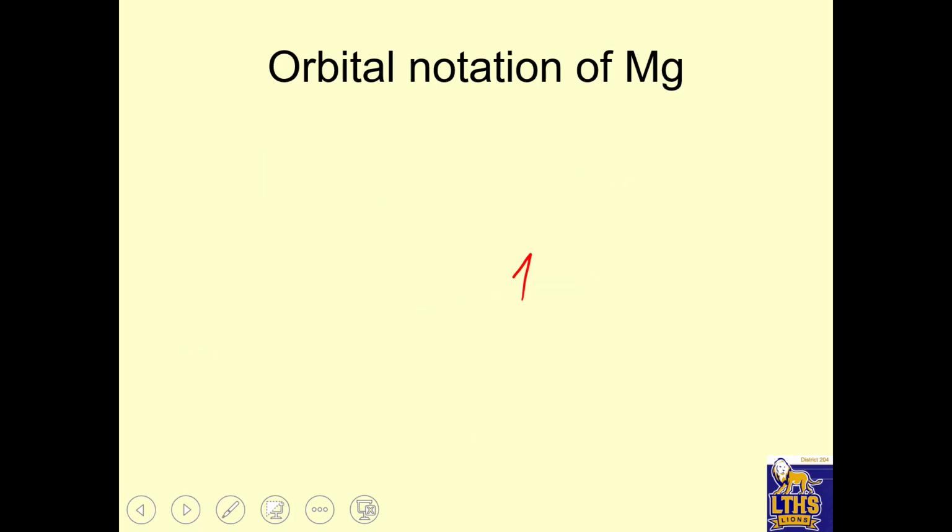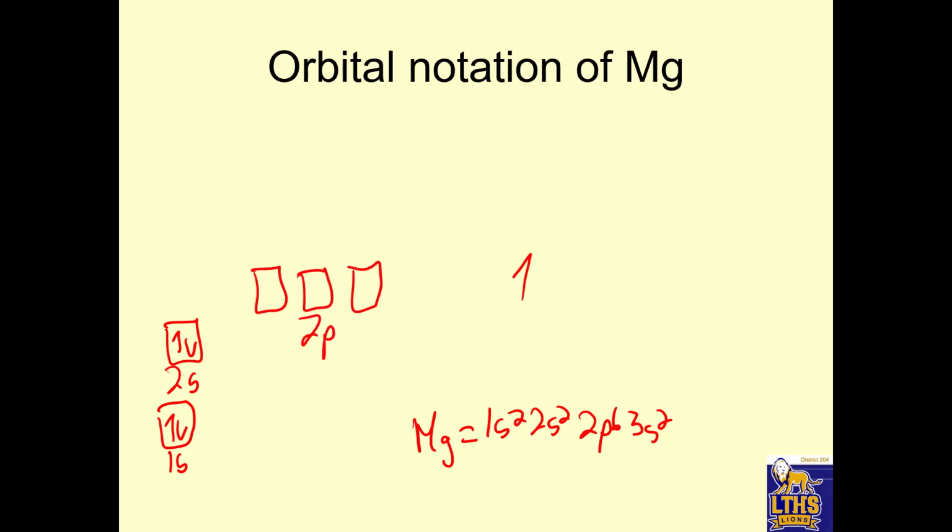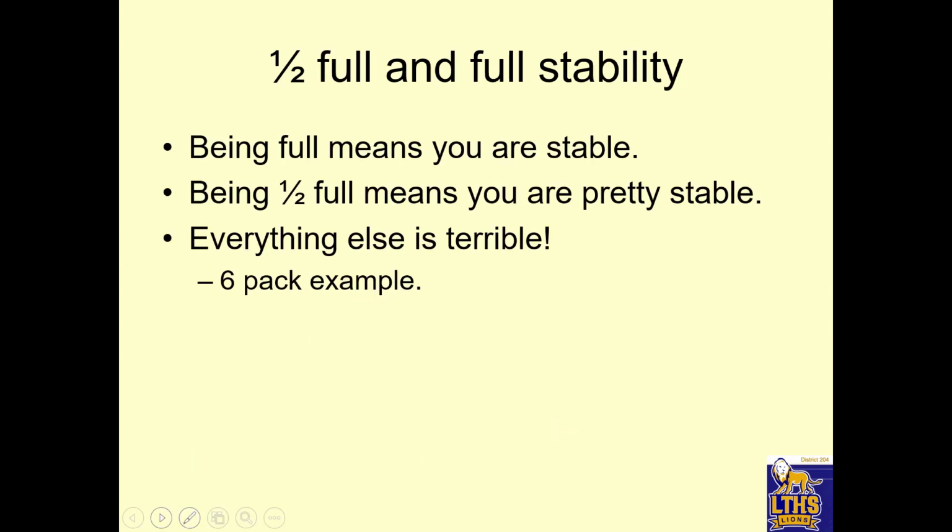Okay. Orbital notation of magnesium. So magnesium's electron configuration is 1s2, 2s2, 2p6, 3s2. So I'm going to start right here with 1s, put a box, and there's 1 box because it only holds 2. 2s, I'm going to put a box, up, down. 2p, 3 boxes, because it holds 6, up, up, up, down, down, down. 3s2, up, down. All right.